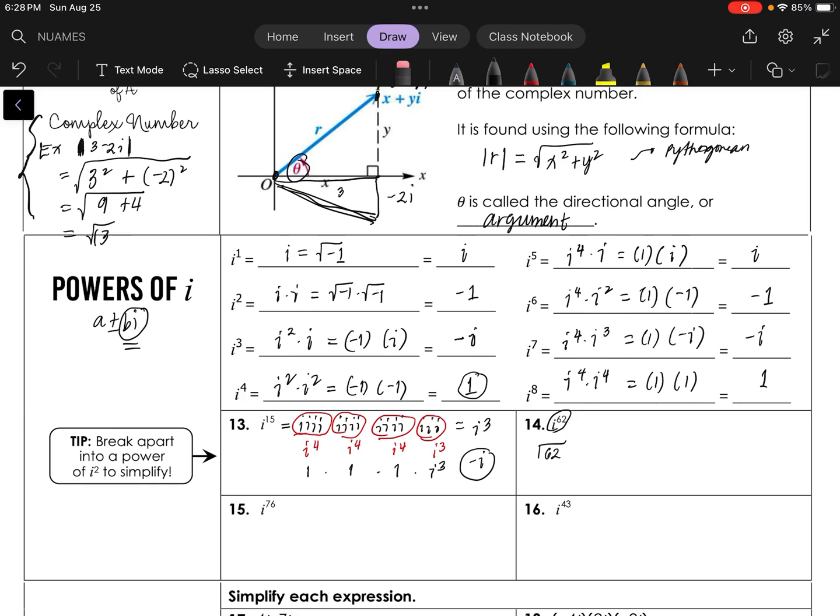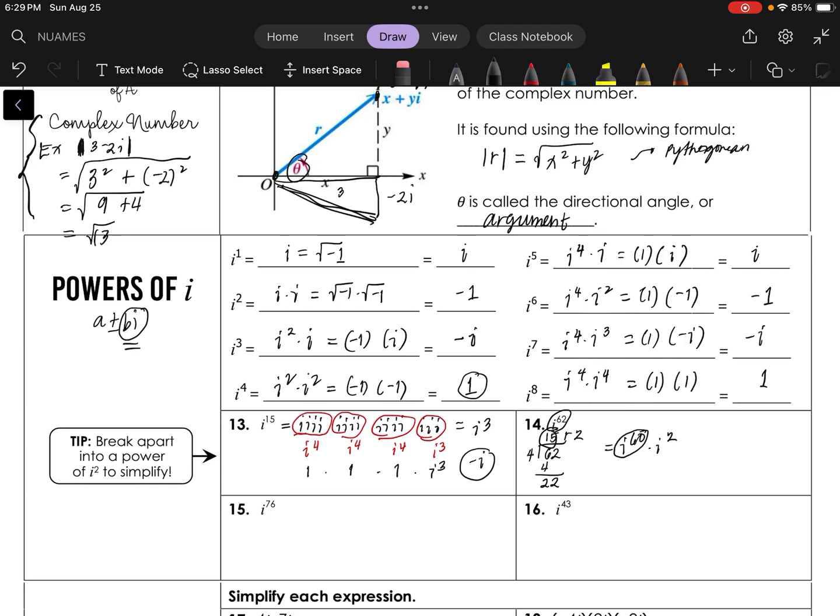So if I divide 62 by 4, I have 1 times 4, that's 4. I have 22. How many groups of 4 can you fit in 22? I only have 5. And there will be a remainder too. So what does this tell you? There are 15 groups of 4, which is basically i raised to 60, and I have a remainder of 2 here.